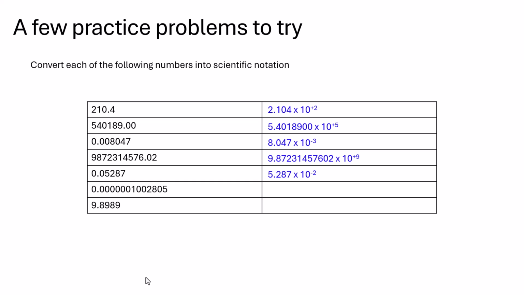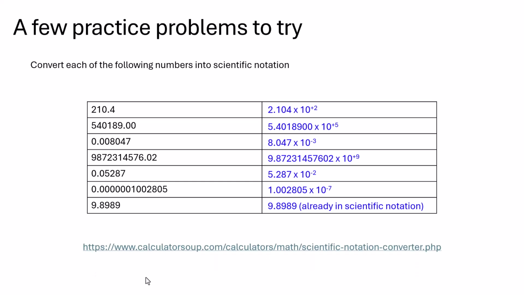Here we have 5.287 times 10 to the minus 2. Another long one, times 10 to the minus 7. And then look, this one it's already a number between 1 and 10. So technically, this is considered to be already in scientific notation. We don't need to do anything to it. All right. So hopefully you did pretty good on these. There's actually a site that also covers a slightly different way to convert a number into scientific notation. And you can put a number into this website and once you enter the number and press enter, it will convert that number into scientific notation for you. So I thought I would just include that site.